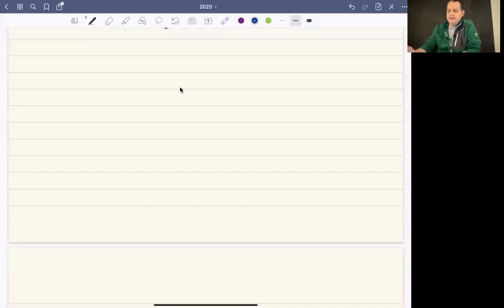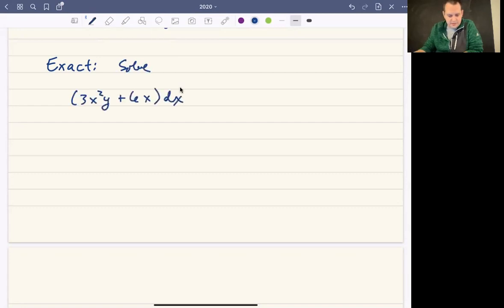I want to do one last example of exactness. What I want to do is solve the differential equation (3x squared y plus 6x) dx plus (x cubed plus 4y to the fifth) dy equals 0. And I should mention two things.